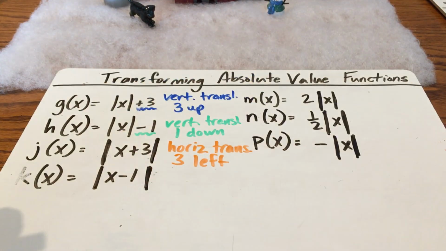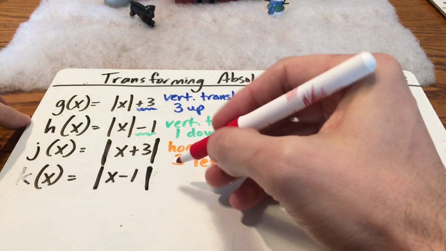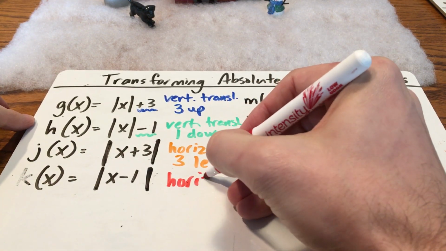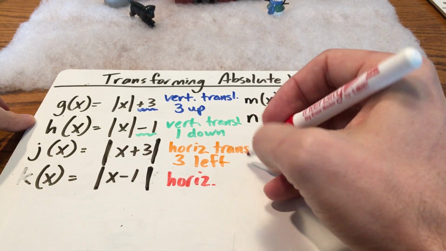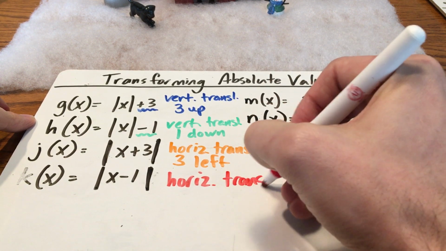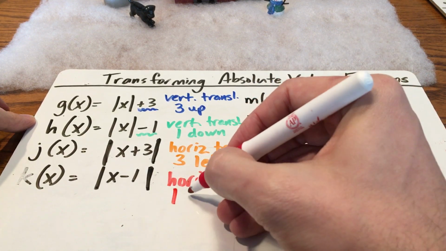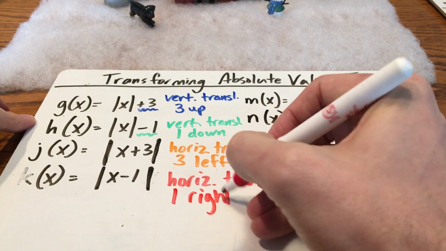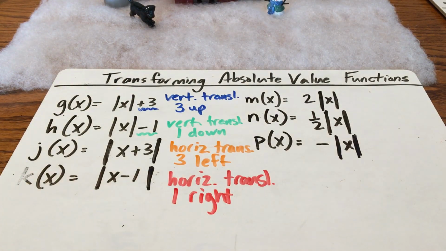And then same thing here. It's in the parentheses, or excuse me, it's in the absolute value bars. And so that's my clue that I am going to pick horizontal because it's inside the absolute value bars. And then this is going to be a translation. And this is going to be 1 to the right because it's the opposite of what it looks. You would think -1 would actually go to the left, but it doesn't. It goes to the right because it's always the opposite.